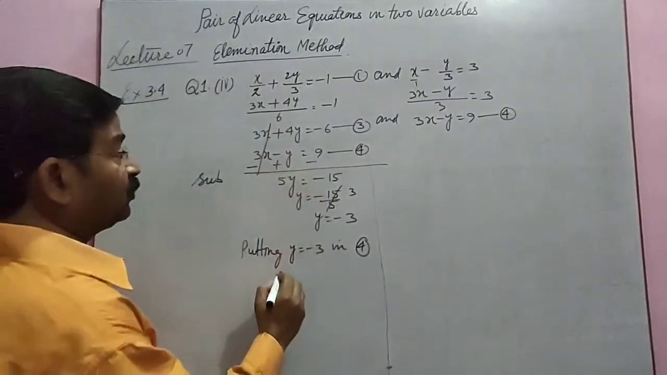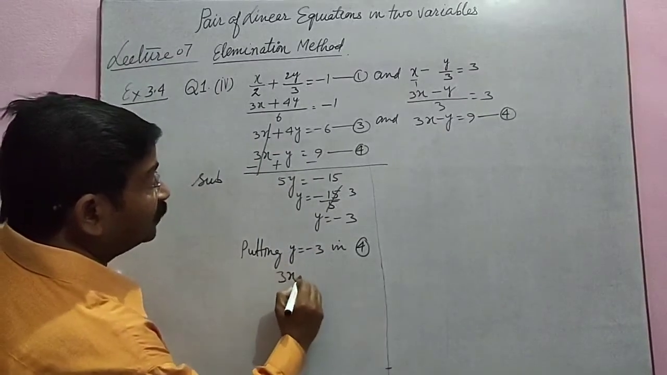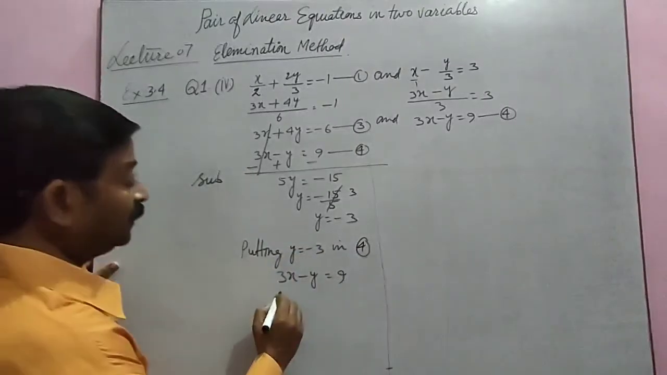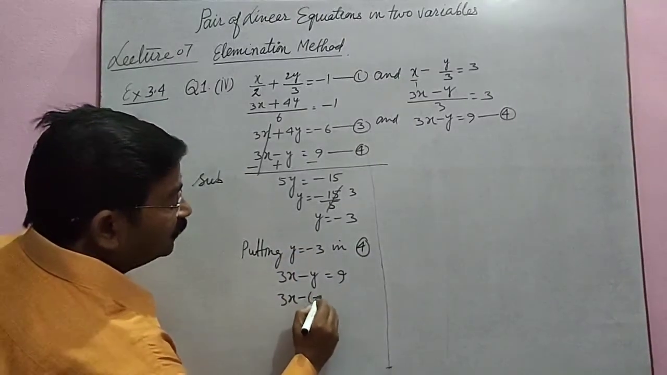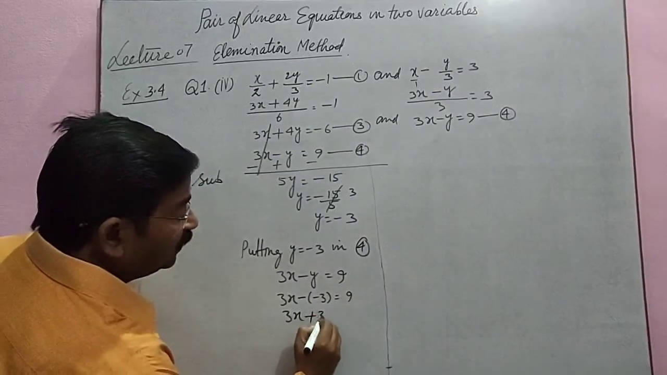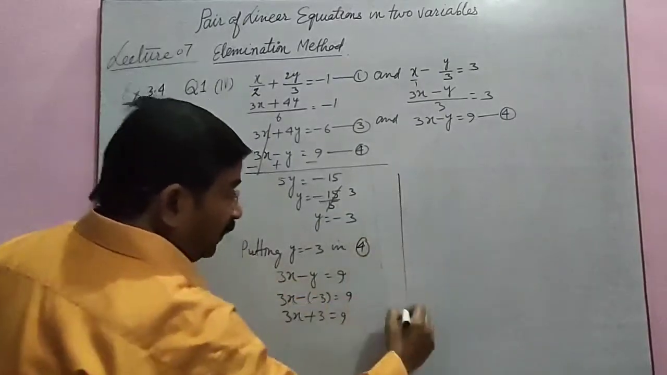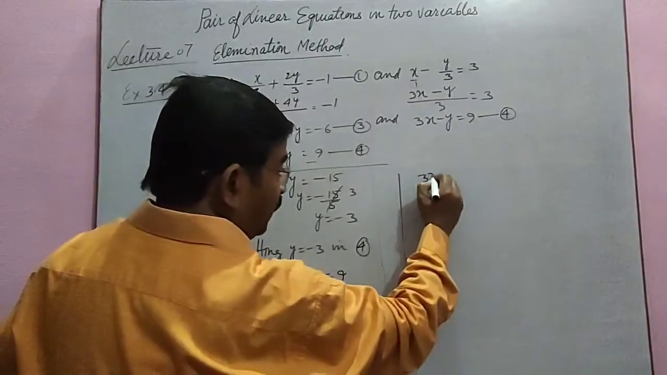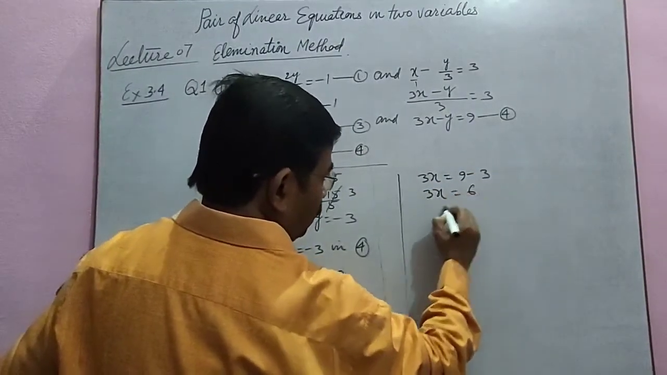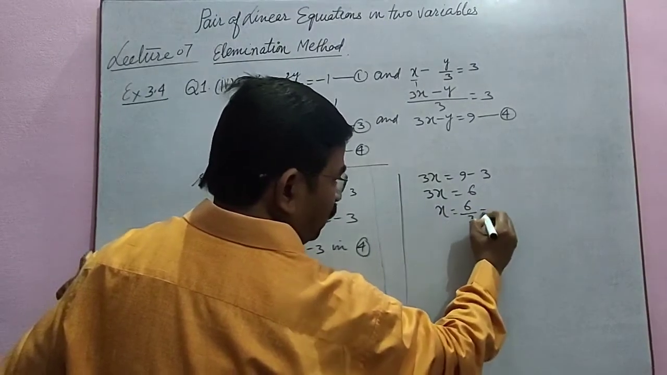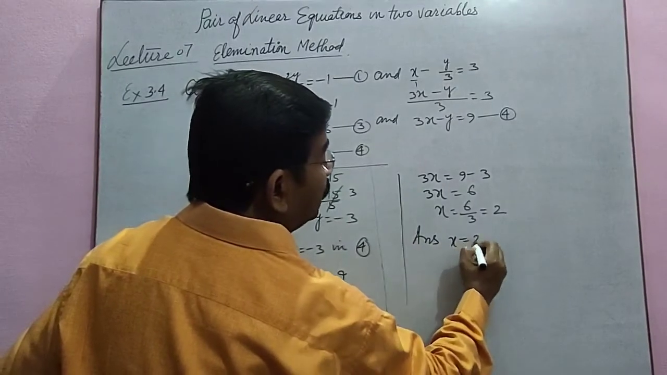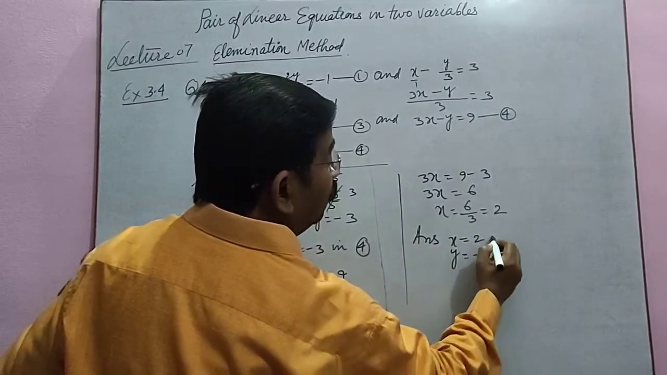To write that equation, we have 3x minus y is equal to 9. Now put the value of y. 3x minus minus 3 is equal to 9. 3x plus 3 is equal to 9. Now we send this 3 to this side. We have 3x is equal to 9 minus 3. 3x is equal to 6. x is equal to 6 upon 3, that is 2. So the answer is x is equal to 2 and y is equal to minus 3.